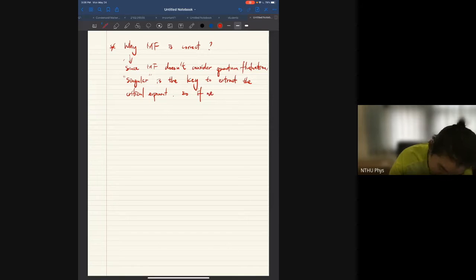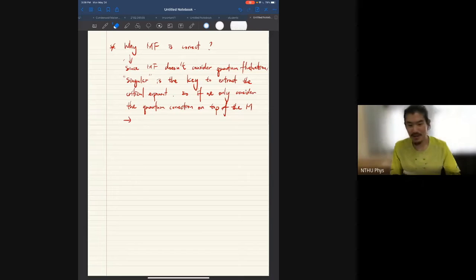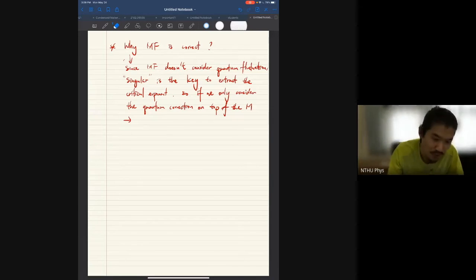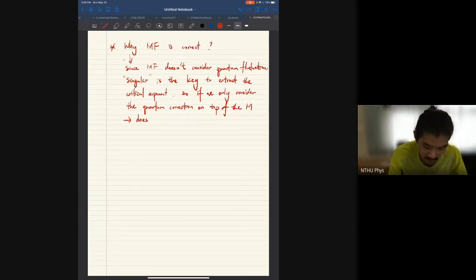So the idea is, if we only consider the quantum correction on top of the mean field, the singularities should not be changed, because it's just a correction, unless you sum over all the corrections, infinite terms of correction. That can cause singularity. Just several terms of correction doesn't change the singularity. So basically, unless you can do infinite terms of the quantum fluctuation, otherwise the singularity will not change. Okay.